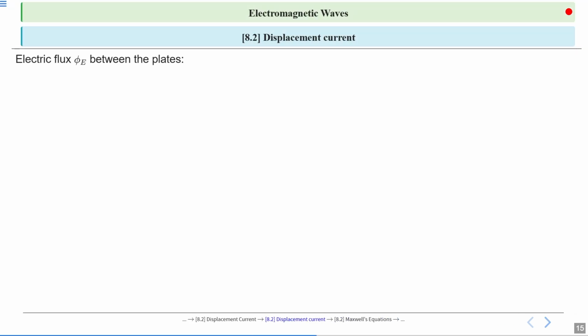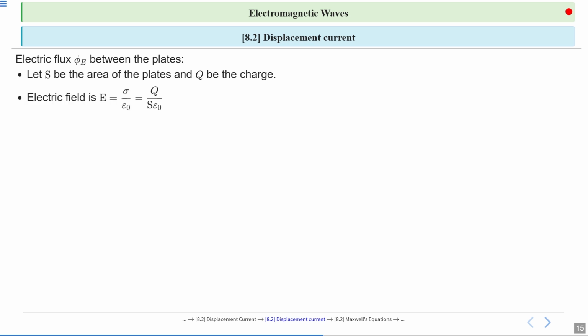Now, the electric flux phi E between the plates. Let S be the surface area of the plates and Q be the charge. The electric field between the plates of the capacitor is given by, we have discussed it in the electrostatic potential and capacitance chapter also.